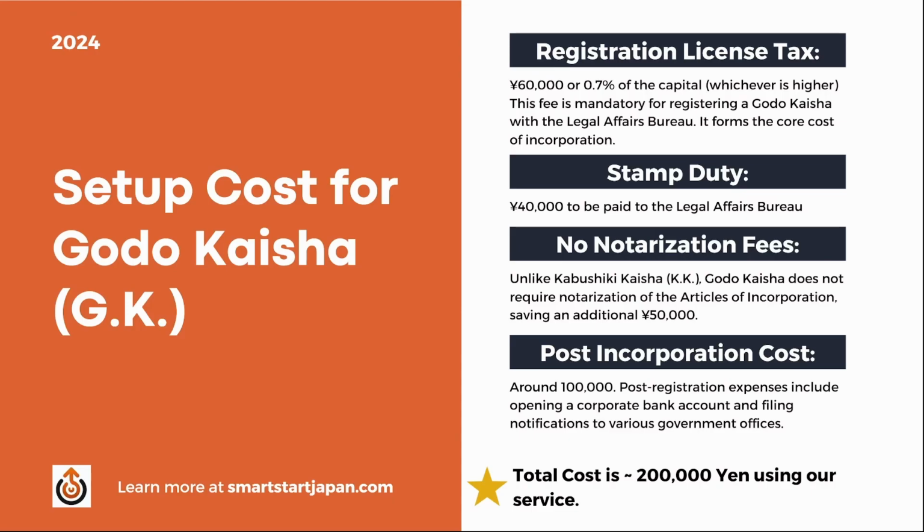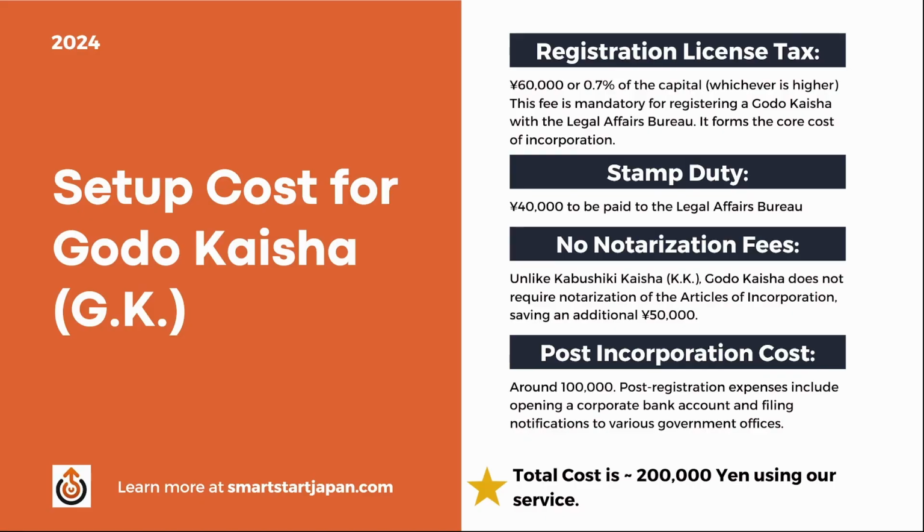For companies filing paper-based articles of incorporation, there's a 40,000 yen stamp duty fee. However, this cost can be avoided if you choose to submit your documents electronically. Another important point to note is that unlike a Kabushiki Kaisha (KK), a GK does not require notarization of your articles of incorporation. This saves an additional 50,000 yen, making it more cost-effective for business registration.